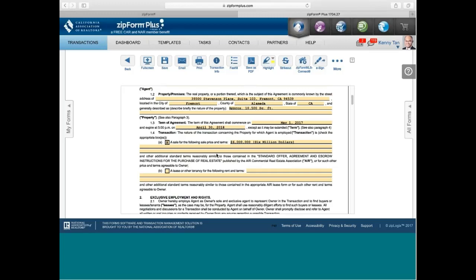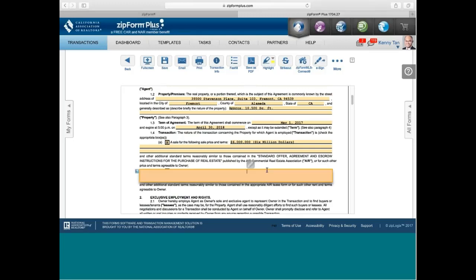So this is actually a multi-purpose form. You can do it for a sale, or it says check the appropriate boxes. Can you check both boxes? I suppose you can.